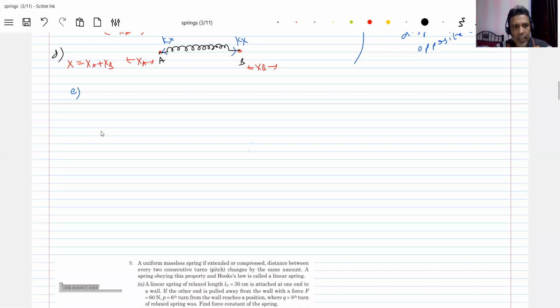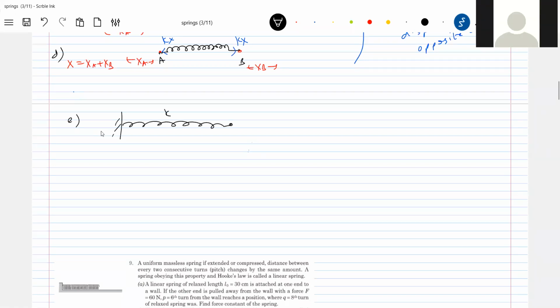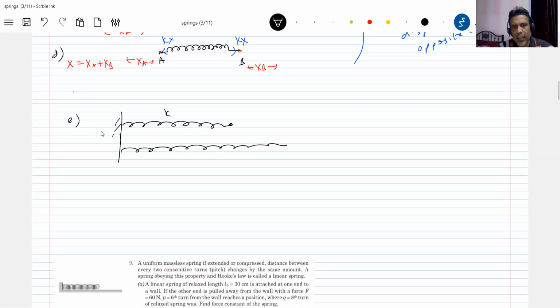Okay, we'll take the next condition. The situation is one end of the spring is fixed to the wall. This is the natural length. Then what I do is I will pull one end. You look at the point P.